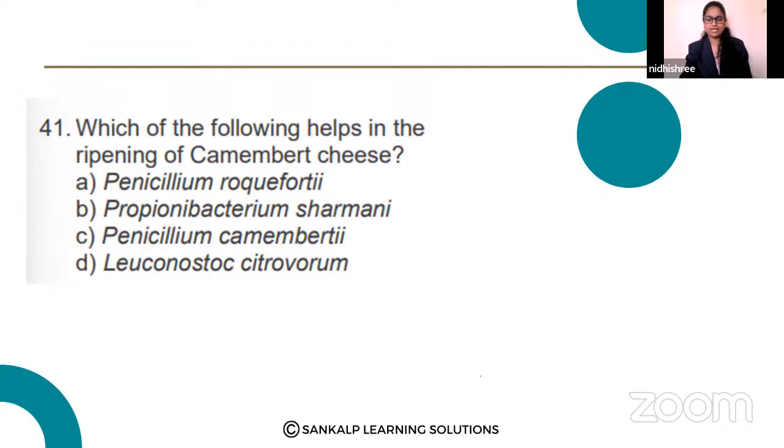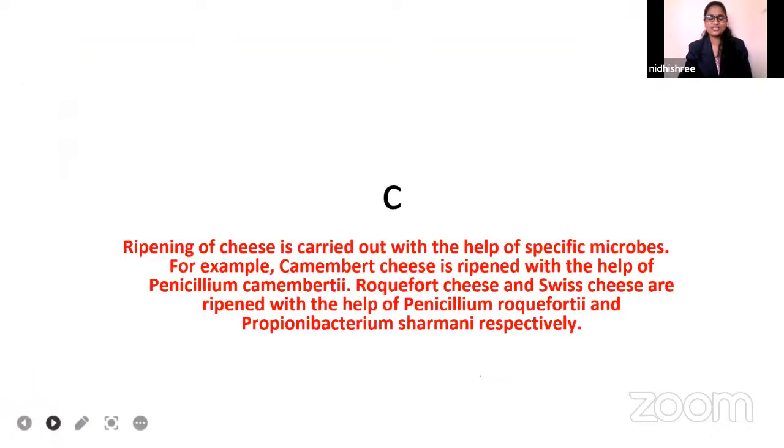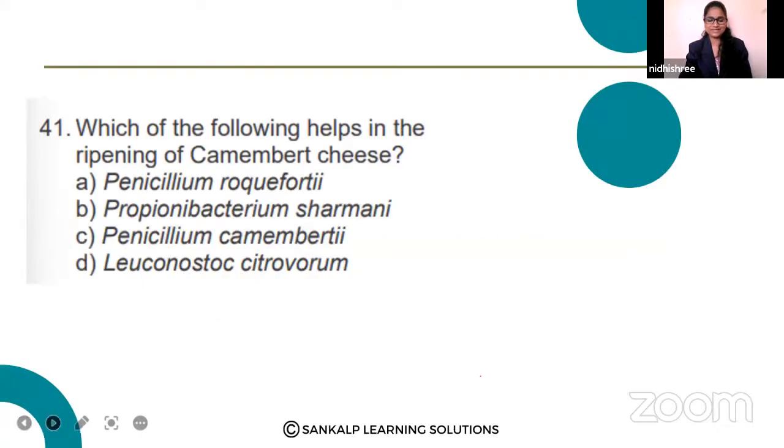Padma, option B. Pushpalata, option B. Samrintaj, option C. Harshita, option C. Okay. Let me check who wins. Option C wins. That is Penicillium camemberti.